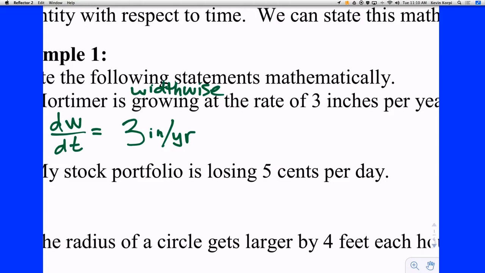Now here's the most important part of these types of problems.